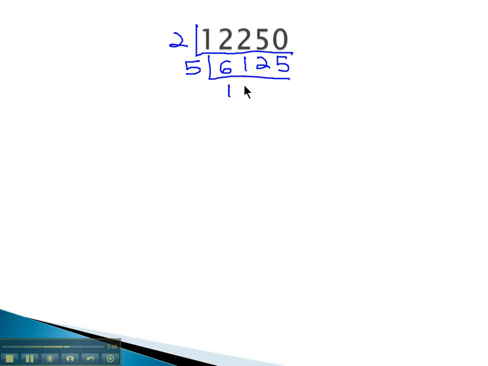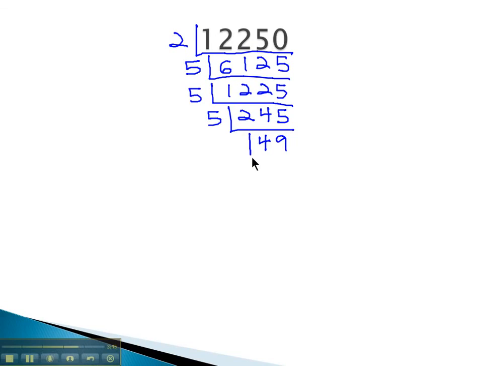5 goes in there 1,225 times. Still ending in a 5, we can divide out another 5 factor, which goes in there 245 times. It still ends in a 5, so we'll divide out another 5 factor. 5 goes into 245 49 times. 49 we recognize is divisible by 7 times 7. 7 is divisible by 7 once.